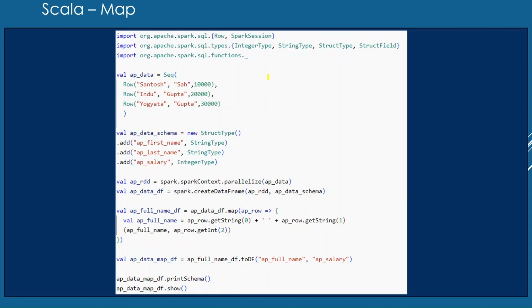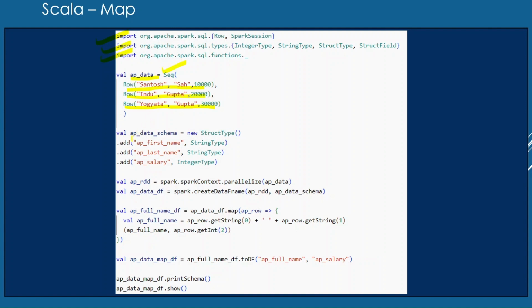I am going to use this map function on the Row data type, which I am going to store in a data frame. In this exercise, I am importing all the required libraries. I am creating a variable that will hold three objects of row type, and I am going to store them with the help of a sequence.